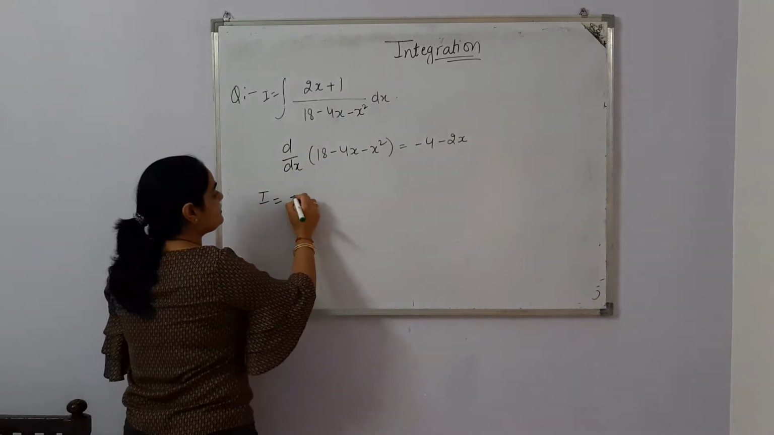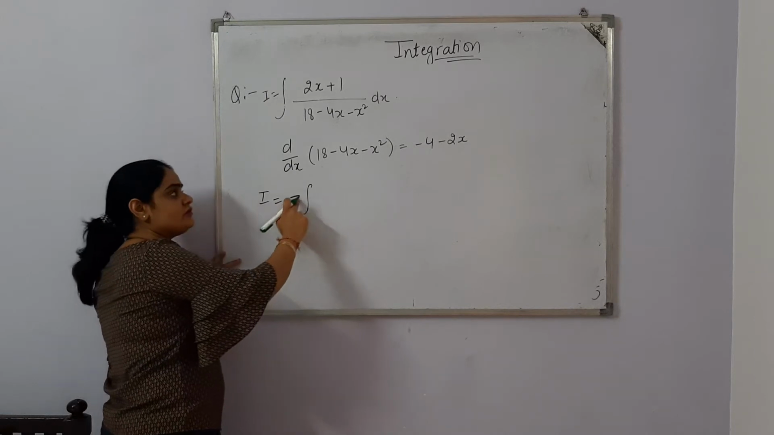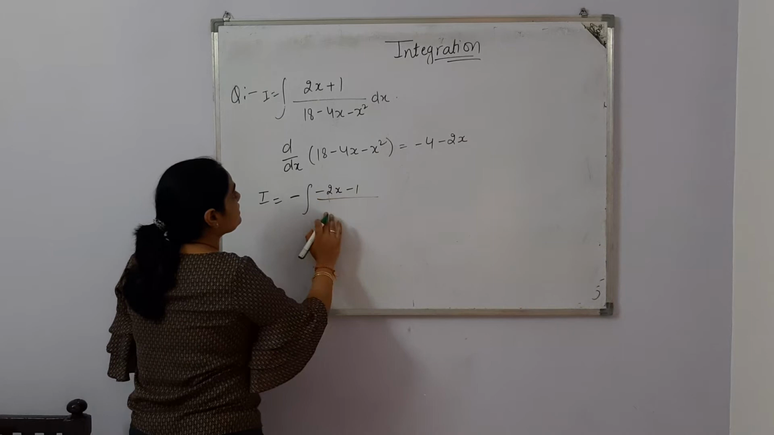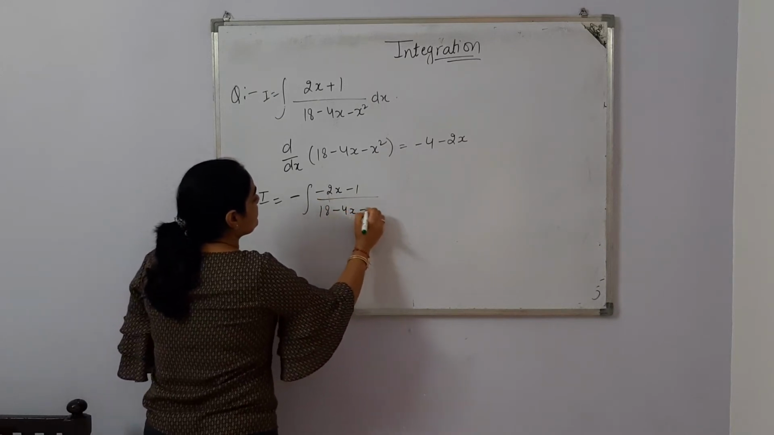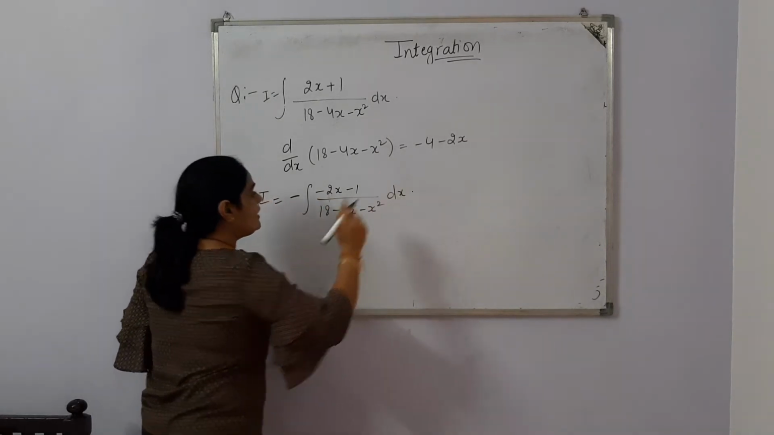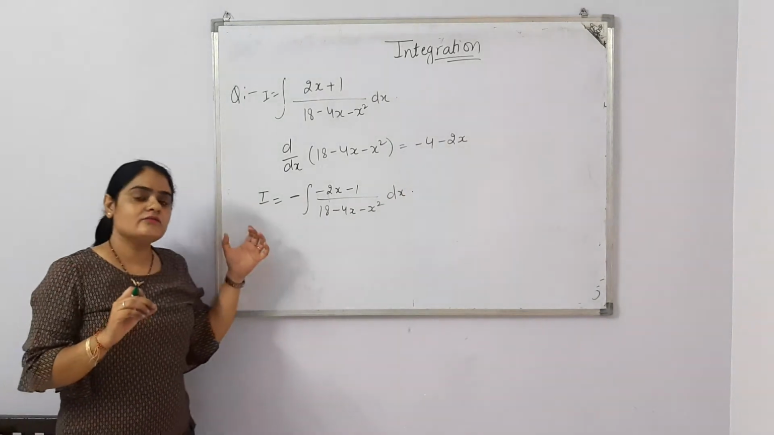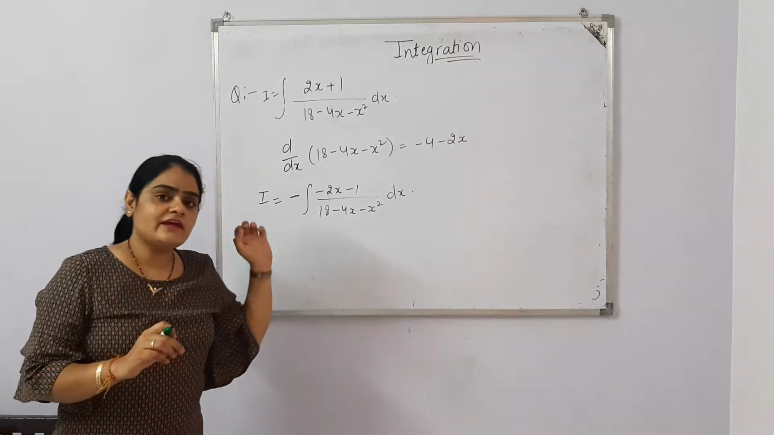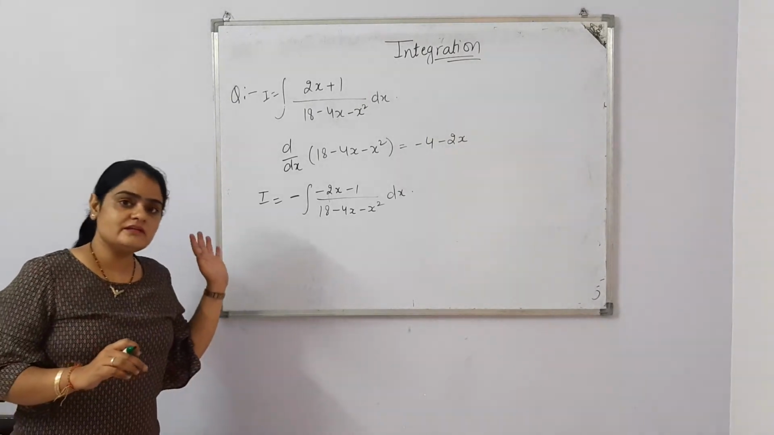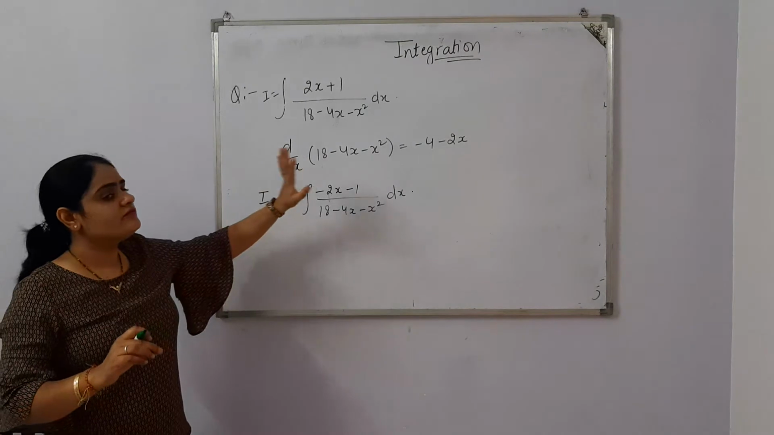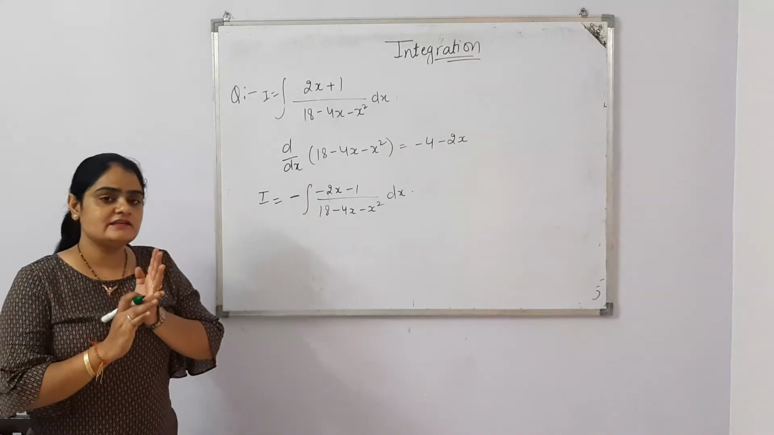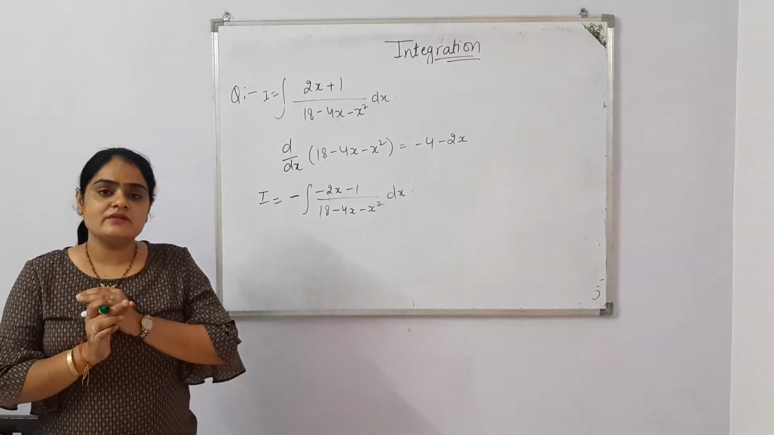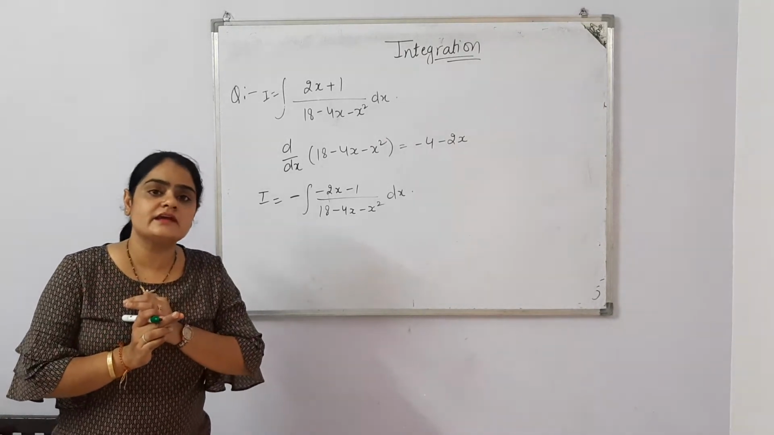So first of all, we'll take the negative sign outside and we'll take the negative sign inside. So it becomes (2x minus 1) over (18 minus 4x minus x square). What we are doing here: first of all, we check the factors of the denominator. Here the factors are not possible. So according to the second criteria, if factors are not possible, we cannot apply partial fractions, then we can apply the completing the square criteria.